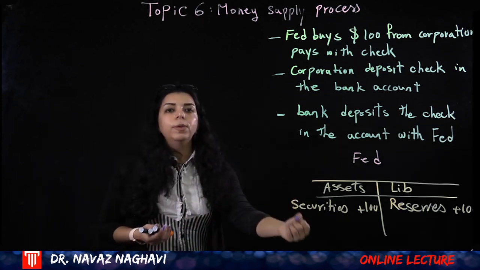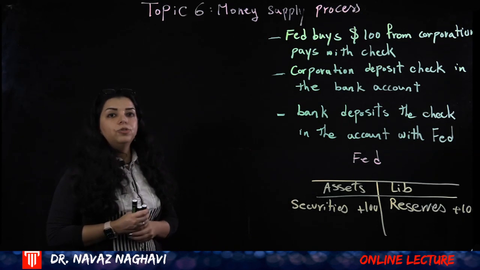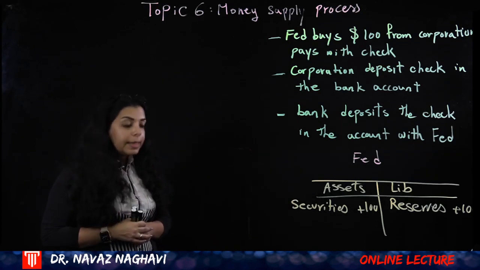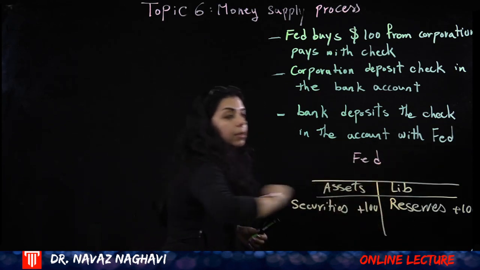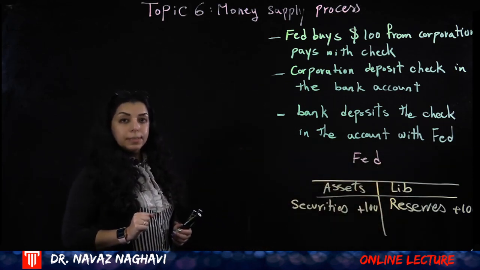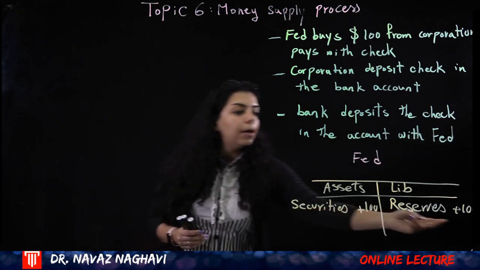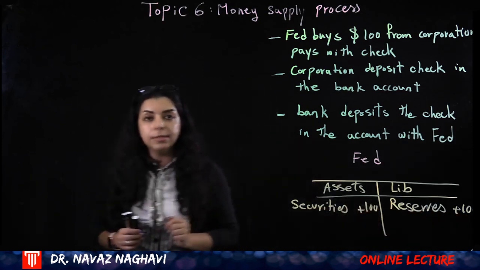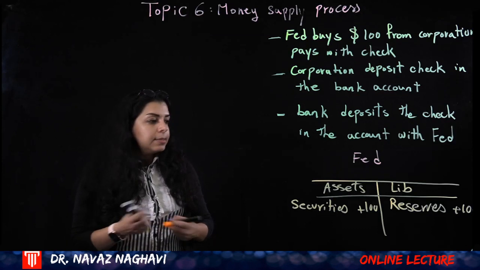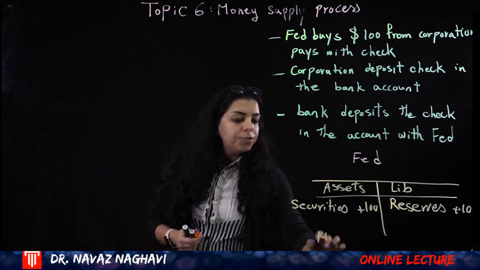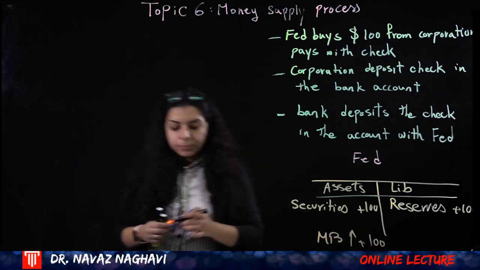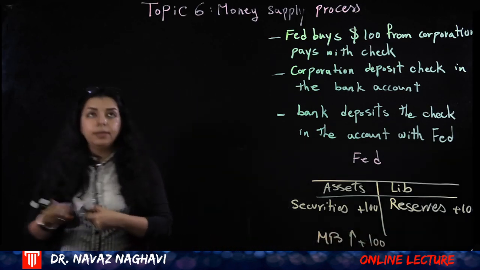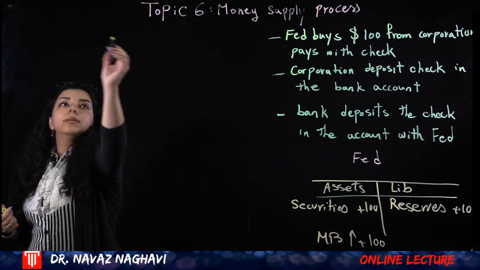So if I ask the question here, is there any change in money supply? Yes, the answer is yes, because this side, the liability side of the Federal Reserve, is the money supply. And since there is a 100 unit increase in reserve, it means that MB, or monetary base, is increasing by 100 units. Then what is happening to the corporation?